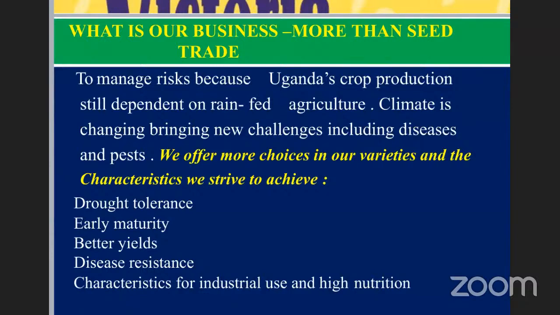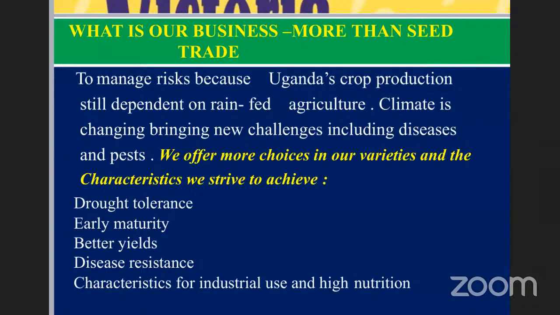The varieties should mature early. Then of course the yield should be better than what is on the market, and disease resistance. And the last bullet, it's very important that as we speak of employment, we don't just push varieties for the farmer's pot, as I always say, but it must also have industrial use and high nutrition so that it can address the malnutrition that I mentioned.